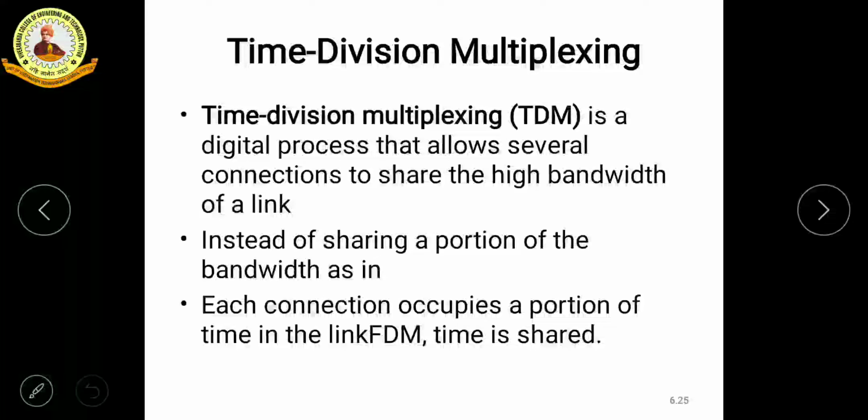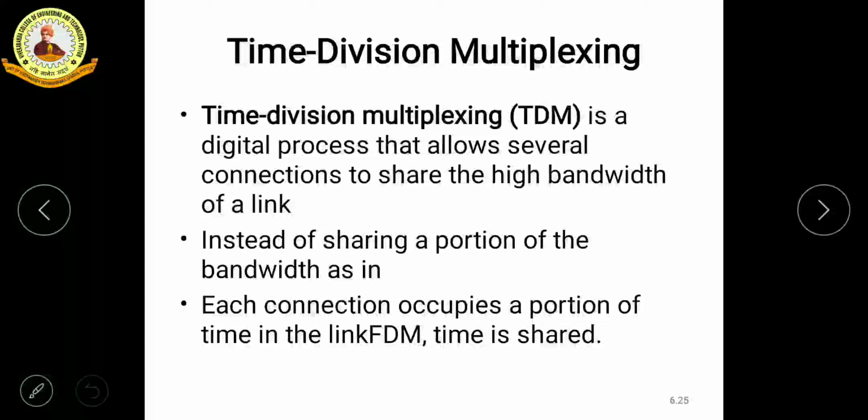The other two techniques we have learnt work on analog data, whereas time division multiplexing is a digital process. So we will talk more about this. What is time division multiplexing? First we will study it. Time division multiplexing is a digital process which allows several connections to share the high bandwidth of a link.